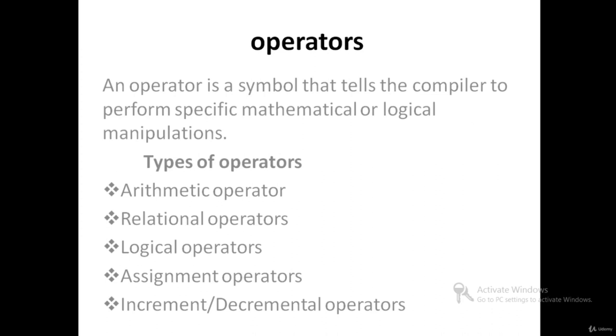So that is how our global storage behaves. Now, in this topic, we are going to learn something about operators. An operator is a symbol that tells the compiler to perform specific mathematical or logical manipulations. Types of operators are: arithmetic operators, relational operators, logical operators, assignment operators, incremental or decremental operators, and many more.